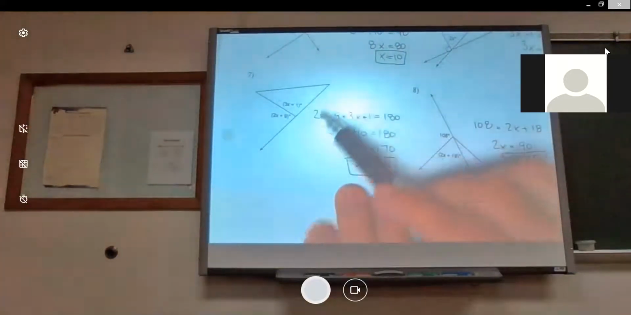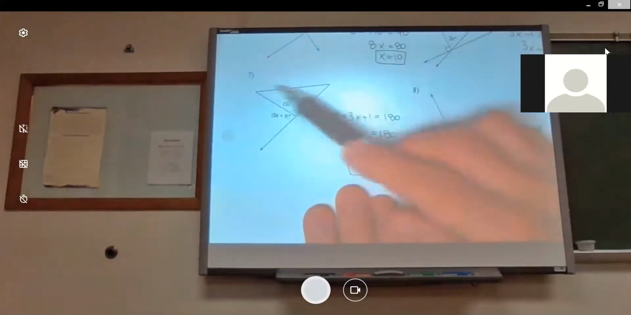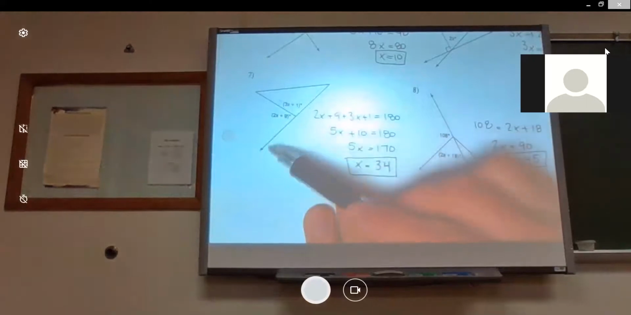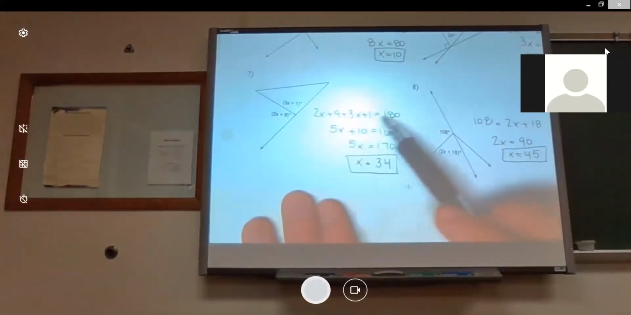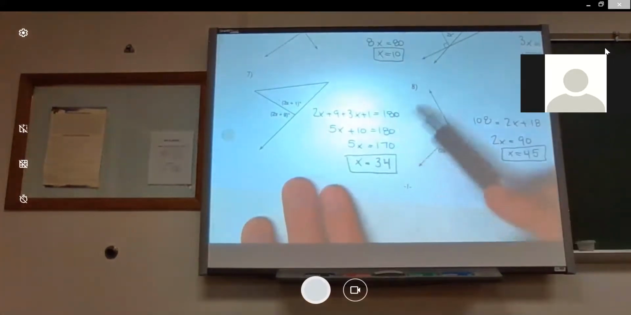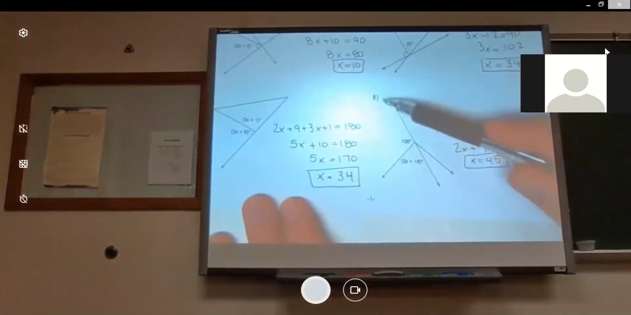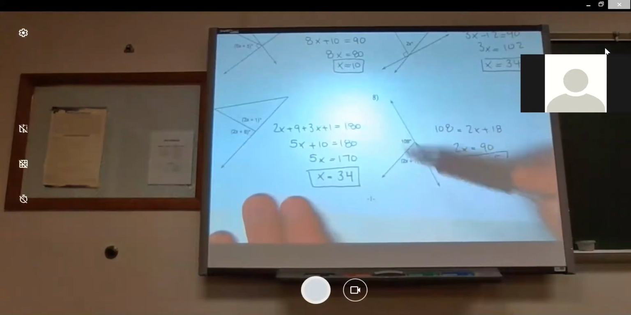On 7, okay, this is a straight line. So even though there's this triangle here, this angle and this angle are creating this straight line. So these angles are supplementary or add up to 180. Same thing here, a straight line is created from this angle and this angle.